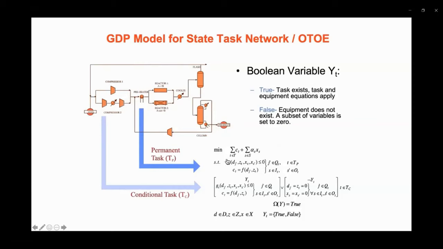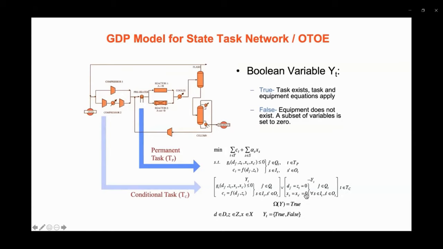The main point here, as you can see, when we model this problem, we have equations that apply for things that are fixed, like, for example, the cooler or units of that sort. And then for the units that are conditional, where you have conditional tasks, we say if you do select, for example, this reactor, you apply these equations. But if you do not select that reactor, you just simply set a subset of the variables to zero. You basically ignore them. So this is the formulation of the state task network.